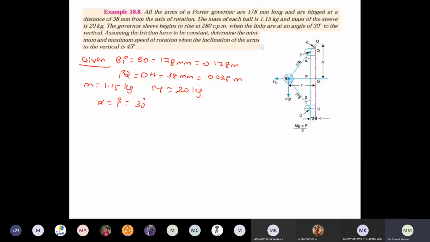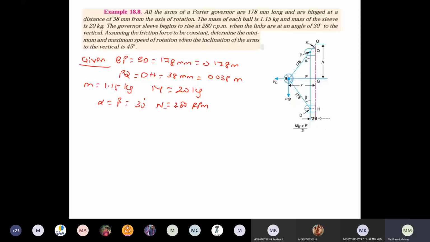Now, when the angle alpha is equal to beta is equal to 45 degrees, we are supposed to find out the speed of the governor. Let us solve one by one. The radius of rotation is unknown. The governor begins to rise at 280 rpm, which is given. Speed of the governor, N is equal to 280 rpm. Now let us solve.